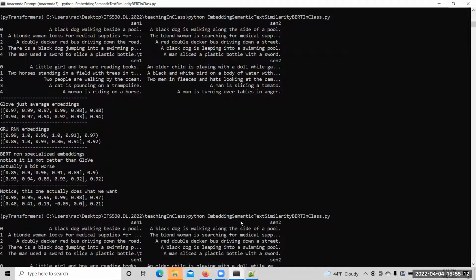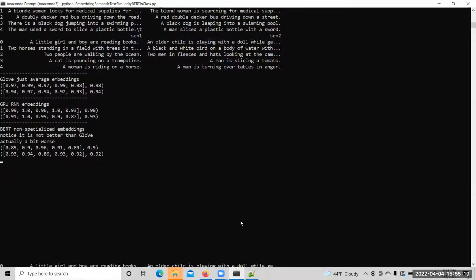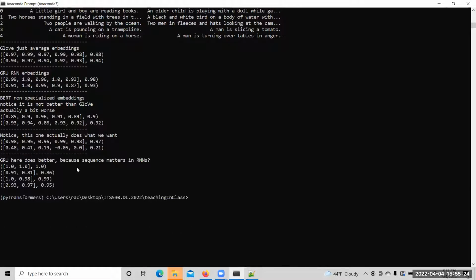You should be seeing the prompt. Okay, that's perfect. And there we go. So average GloVe just thinks they're similar, right? And BERT thinks they're similar, and even SBERT thinks they're similar. Actually, only GRU thinks they're dissimilar.